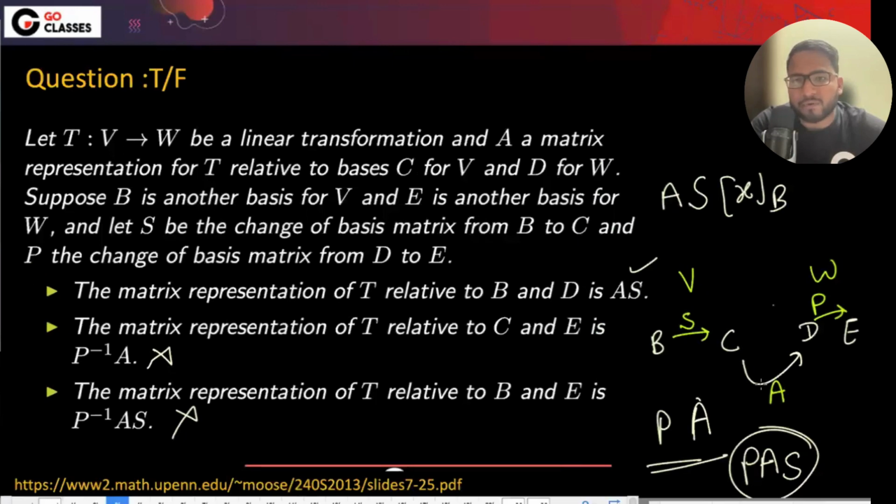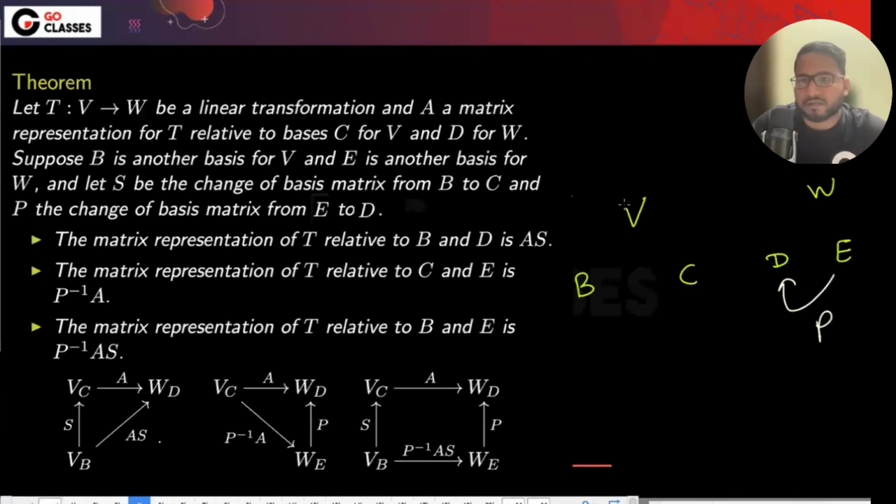So in that case, what will happen? S is a matrix which is going from here to here, and then A is a matrix which is going from here to here, right? S is a matrix from B to C. P is a matrix from E to D, right? Now tell me, are these options correct? I think now it will be correct.